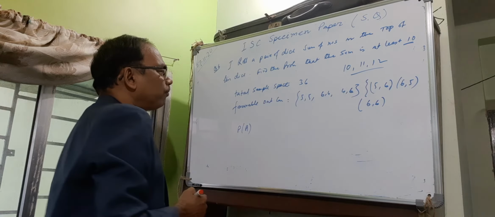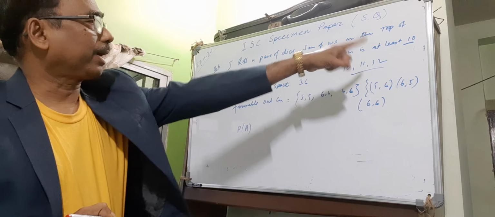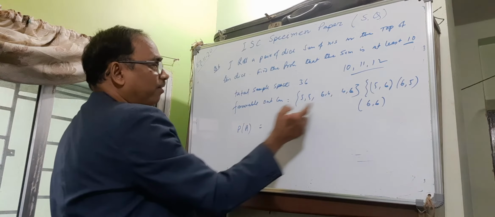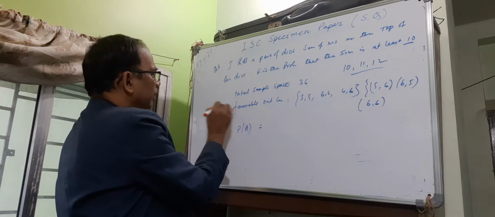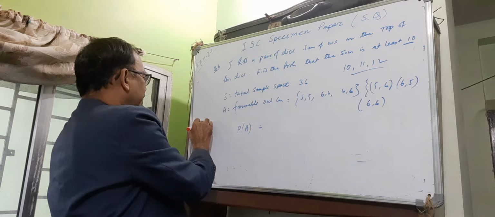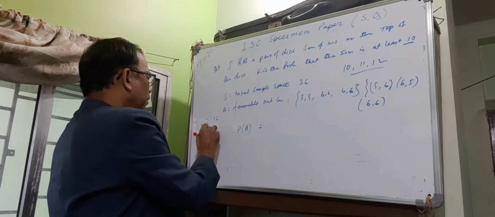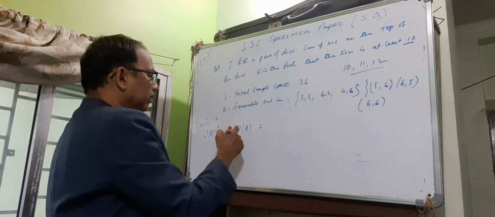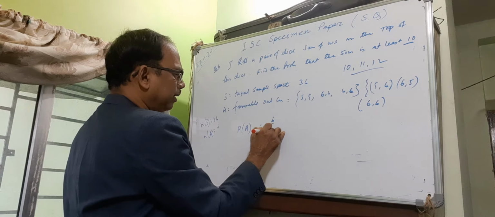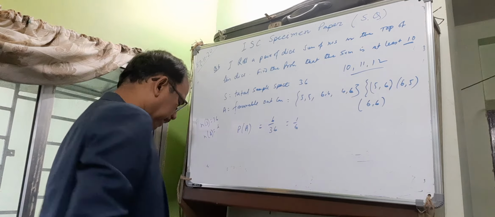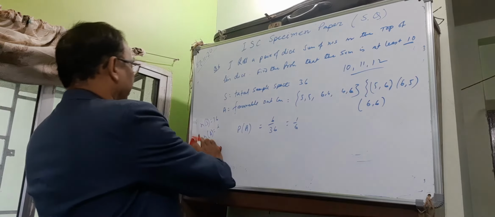P(A), the probability of the sum of the numbers being at least 10, the favorable outcome is 6. Suppose this is A and this is S. The cardinal number of S is 36 and the cardinal number of A is 6. The probability of A means favorable outcomes over total, that is 6 by 36, that is 1 by 6. That is the final answer. Next, sum number 7.